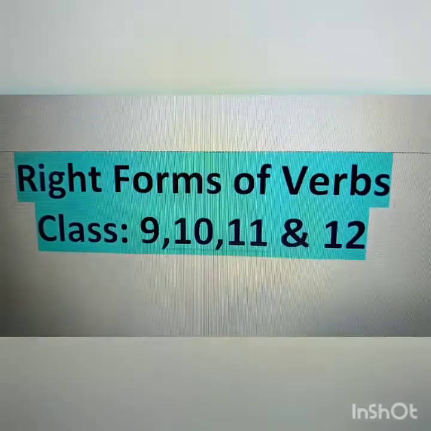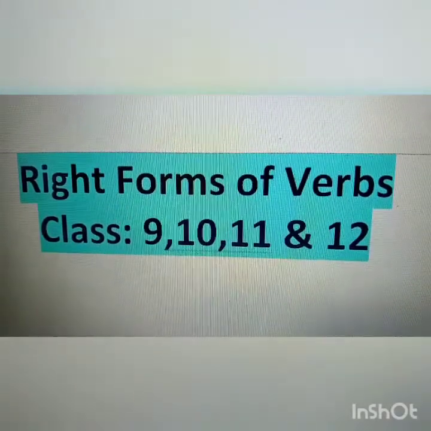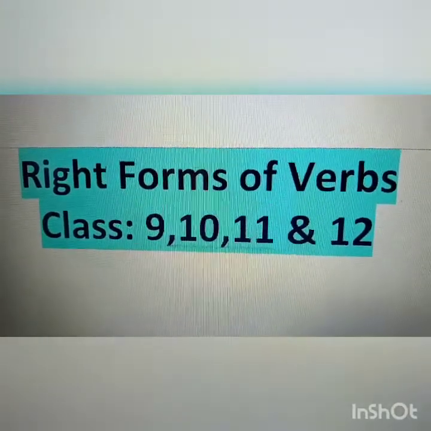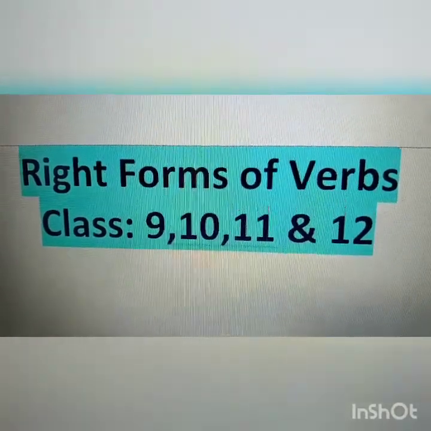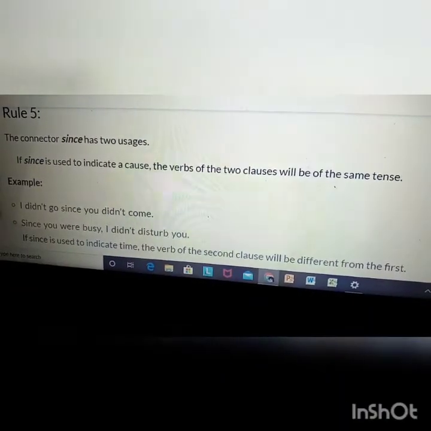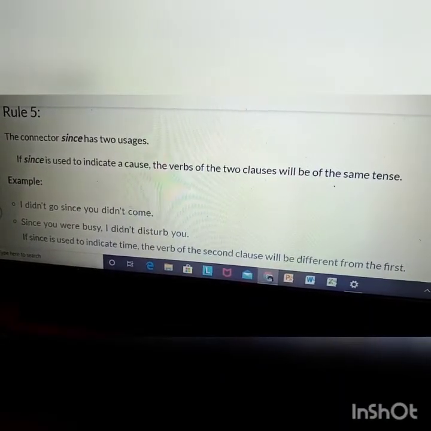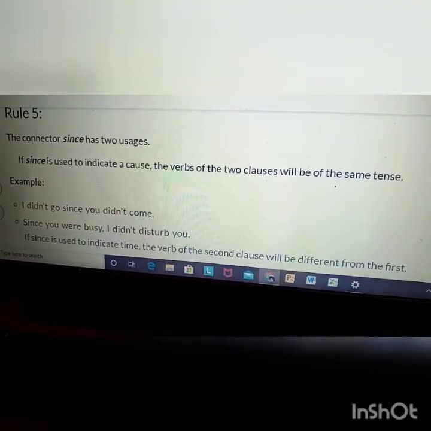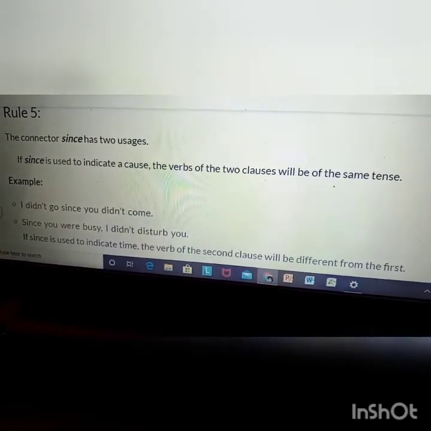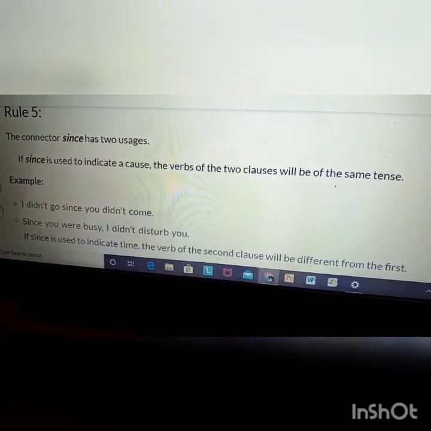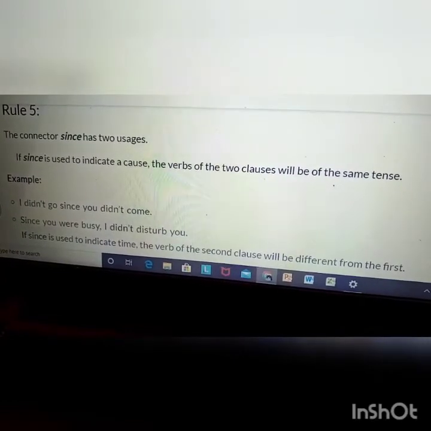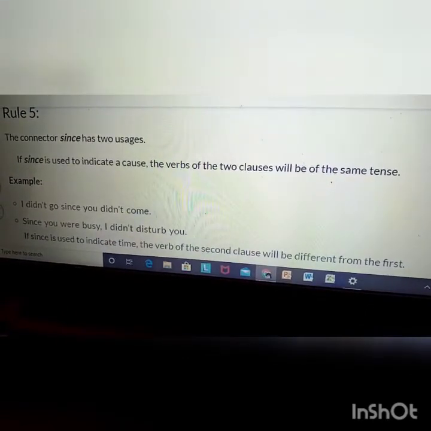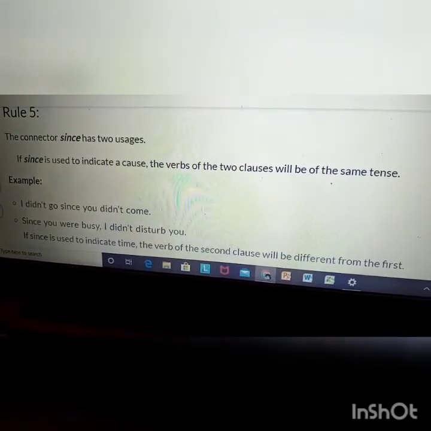So dear students, in my previous class, I have already discussed 4 rules of the right form of verbs. Now, I am going to start from rule number 5. The connector since has 2 uses. If since is used to indicate a cause, the verbs of the 2 clauses will be of the same tense. That means if since expresses a reason, the 2 clauses will be in the same tense.